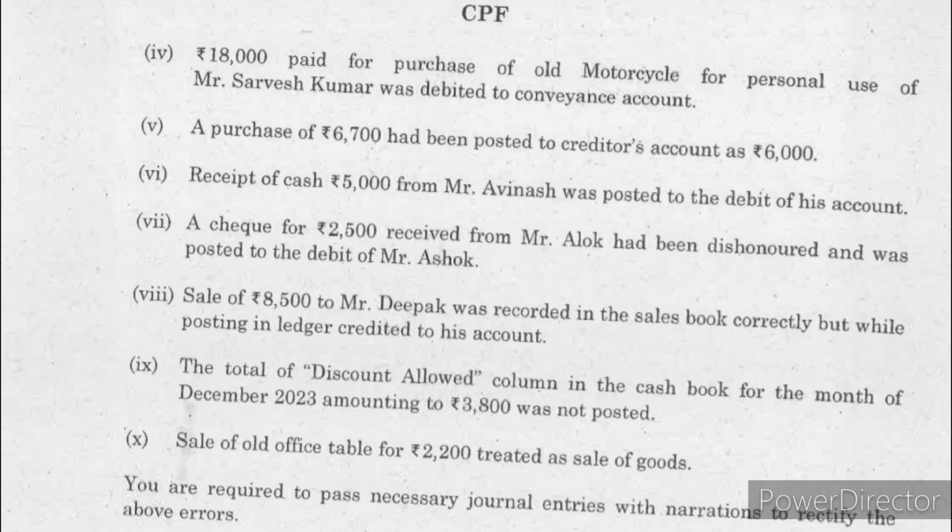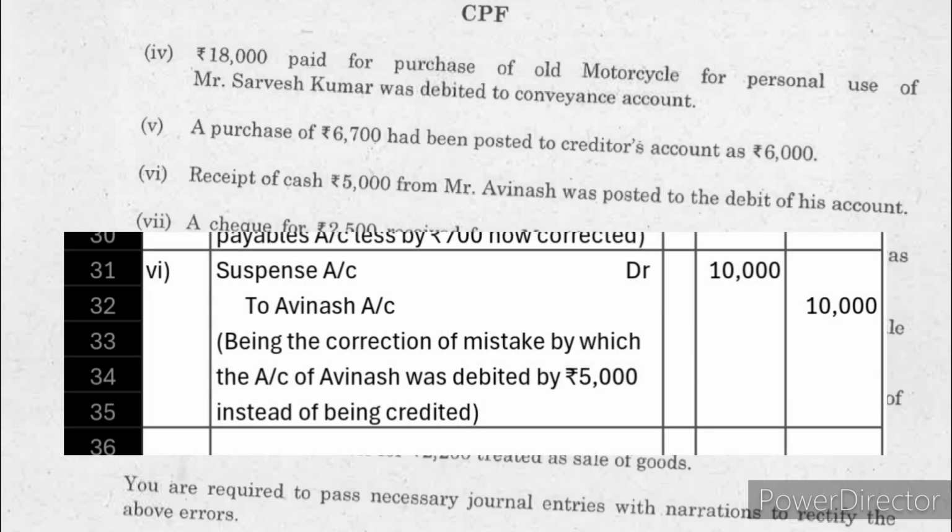Sixth transaction. Receipt of cash rupees 5000 from Mr. Avinash was posted to the debit of his account. This is an example of error of commission. Rectification entry will be suspense account debit 10,000 to Avinash account 10,000. Narration being the correction of mistake by which the account of Avinash was debited by rupees 5000 instead of being credited.